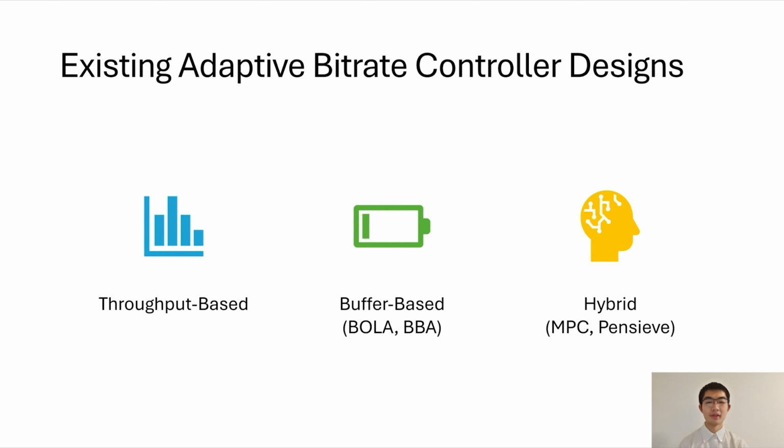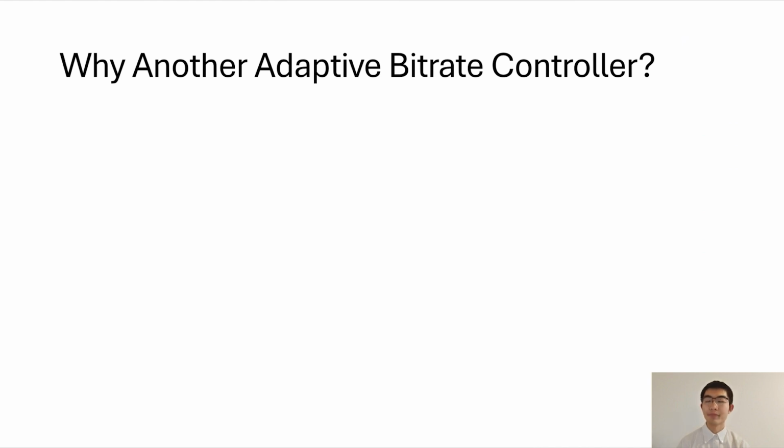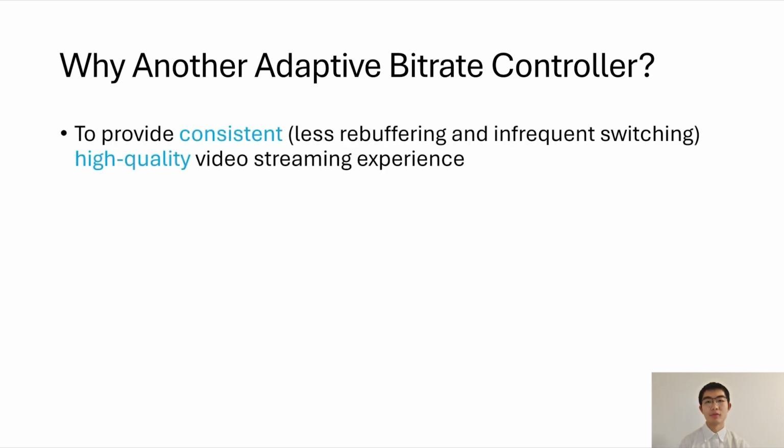Given so many choices, a natural question you may ask is, why do we need yet another adaptive bitrate controller like SODA? I would like to argue that there are several desired properties that we want an ABR controller to hold, which is not satisfied simultaneously by any of the previous ABR controllers. First, video providers want to provide a consistent, high-quality video streaming experience to all users, regardless of what devices they are using, what network connection they are on. By consistent, I mean less rebuffering and infrequent switching. It turns out that previous designs usually sacrificed one in favor of the other 2 QoE components.